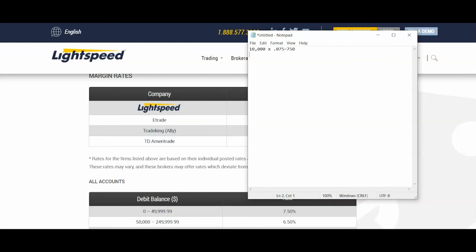Next, you would divide that number by the number of days in the year, 365. This gives you 2.054. Lastly, you would multiply this number by the number of days that you are borrowing the money for, which is 5. That gives you a total of 10.27. So the cost of borrowing $10,000 for 5 days is $10.27 in margin interest.